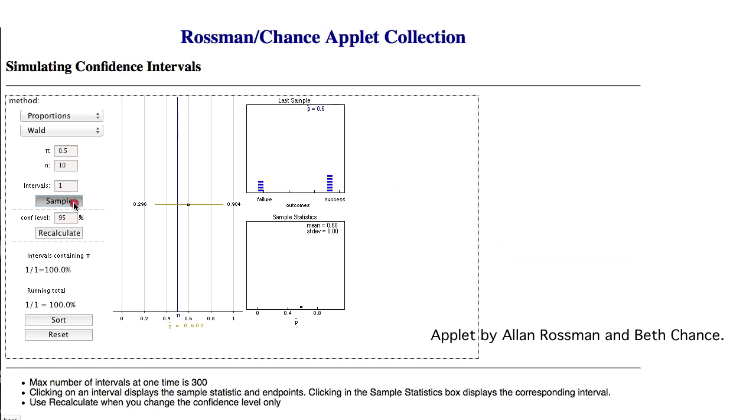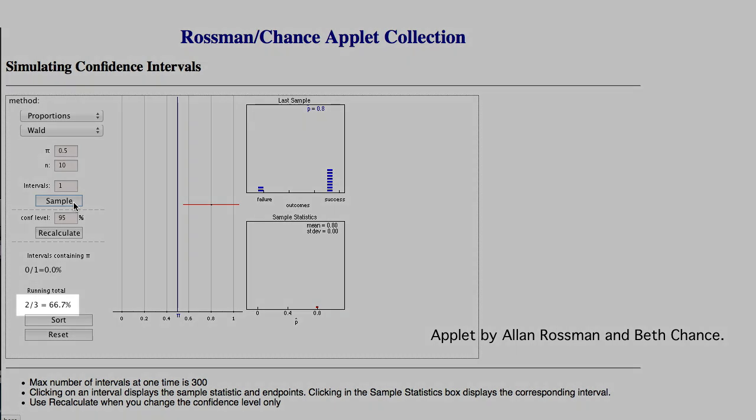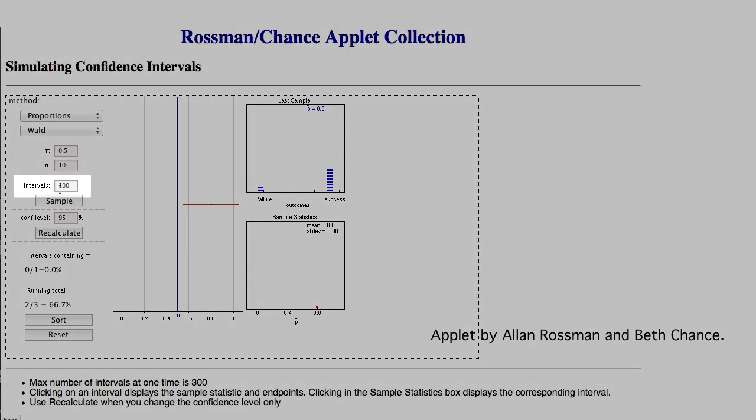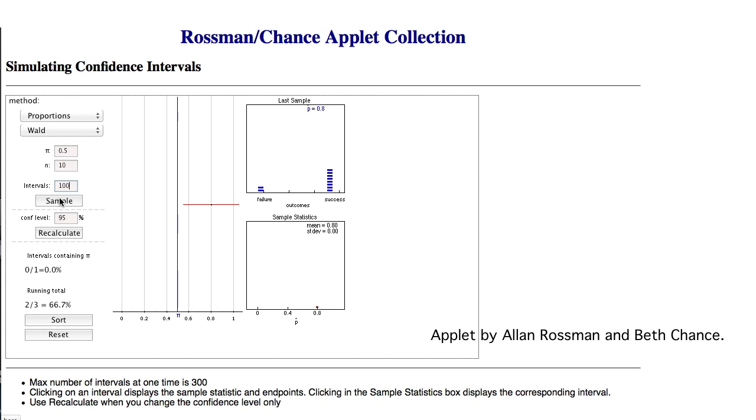Let's try another sample. Again, we get 0.6 for the proportion of successes. Let's try it again. This time we get 8 out of 10, a less likely value. And we now have a confidence interval that does not include 0.5. It doesn't cross our vertical bar, so it gets colored red. So far, 2 of our 3 simulated confidence intervals have done what we want them to do. That is, they include our theoretical parameter p of 0.5 in between its limits. To better see how well this is working, let's simulate 100 such confidence intervals. Confidence intervals aren't designed to be perfect.